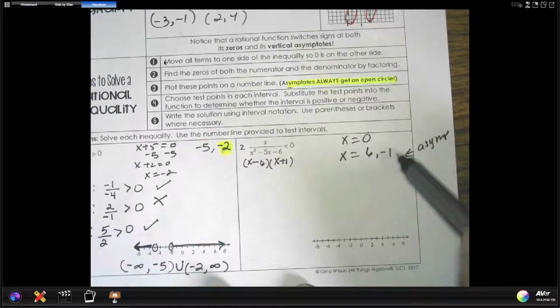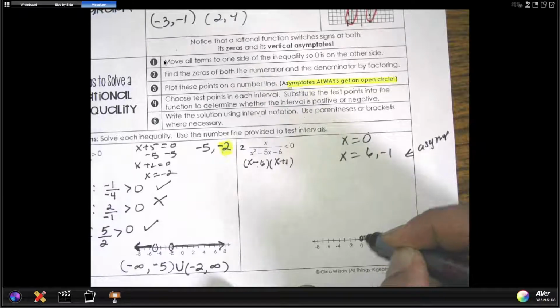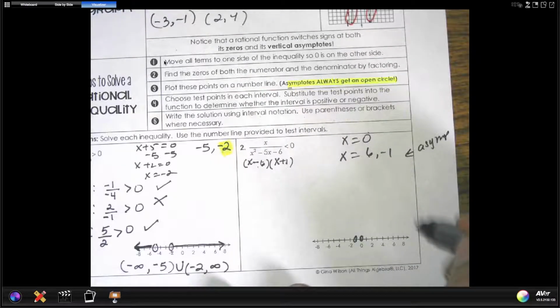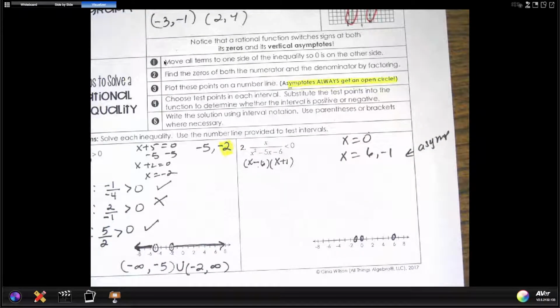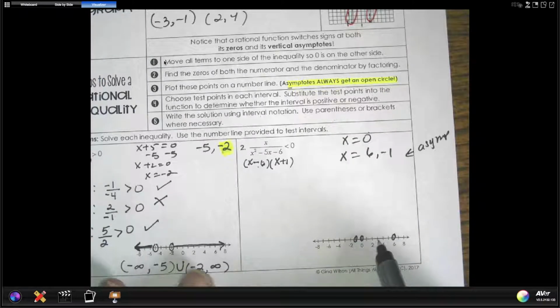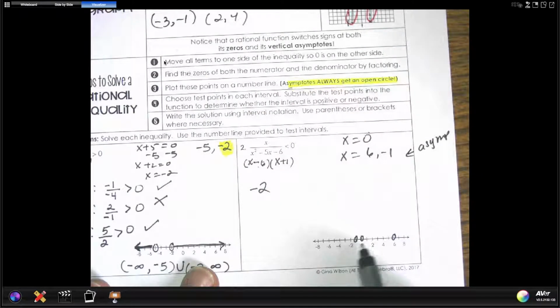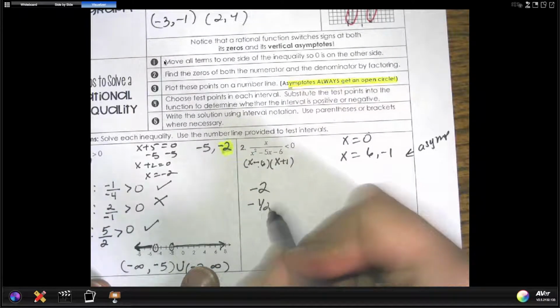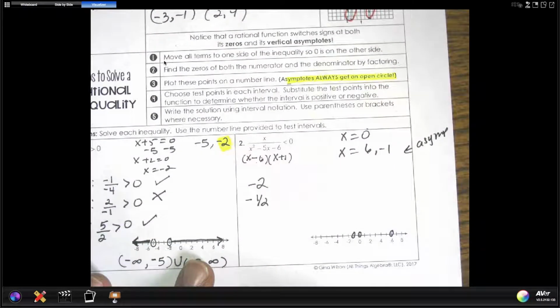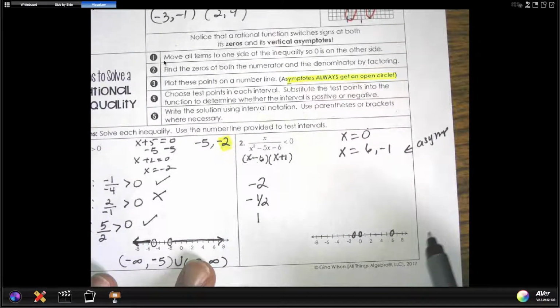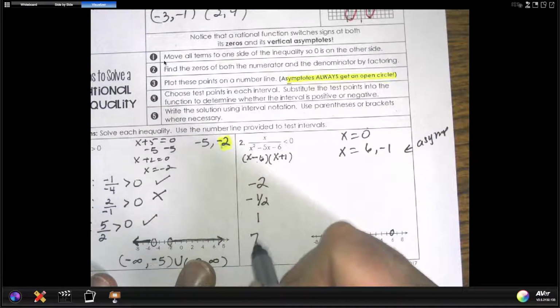So now we're going to plot these on the number line. So open circle on 0, on -1, and then on 6. Step 4, let's choose our test points. So to the left of -1, I'll try -2. In between 0 and -1, I'm going to do -1/2 or -0.5. And then in between 0 and 6, I'll use 1. And then beyond 6, I will go ahead and use 7.